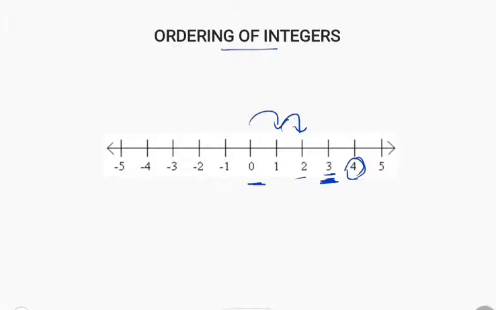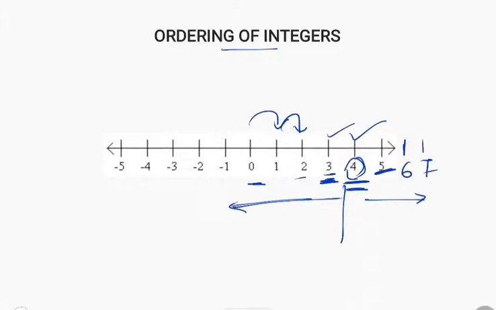So we see that a particular number is greater than the numbers which are on the left side of it. Anything on the left side of this number is smaller than it, but it is smaller than the numbers on its right side. For example, 5 is greater than 4 and 3, the numbers on its left side, and it is smaller than the numbers on the right side, that is 6, 7.